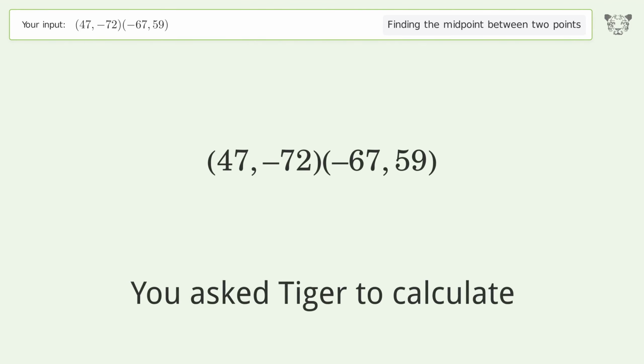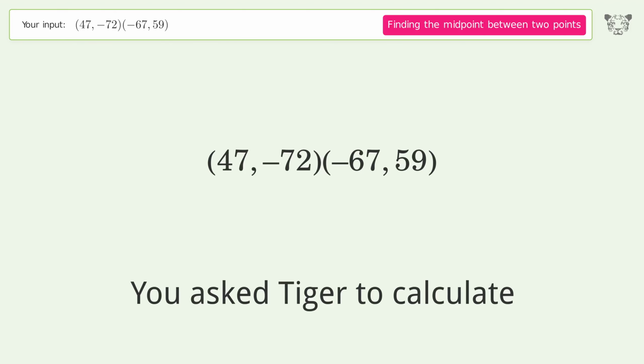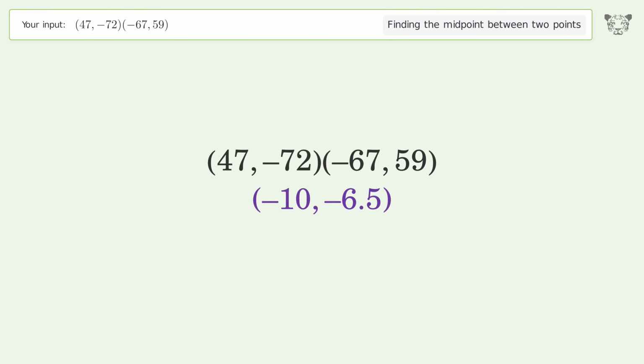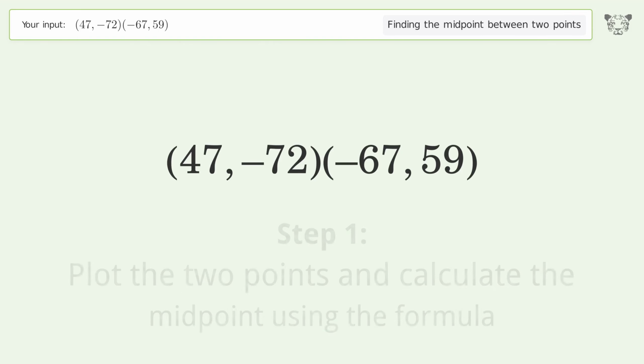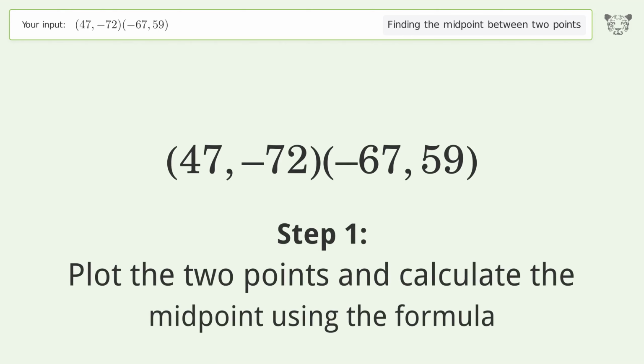You ask Tiger to calculate. This deals with finding the midpoint between 2 points. The midpoint between the 2 points is -10, -6.5. Let's solve it step by step. Plot the 2 points and calculate the midpoint using the formula.